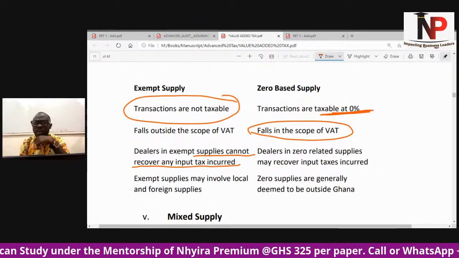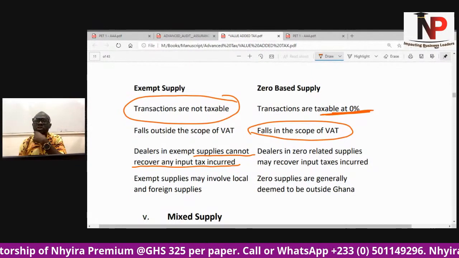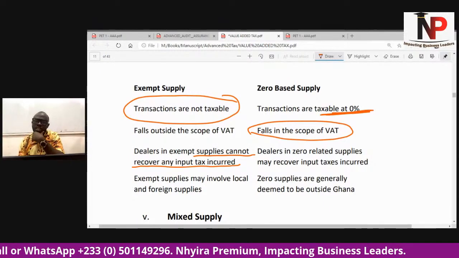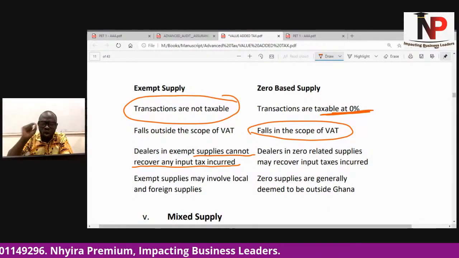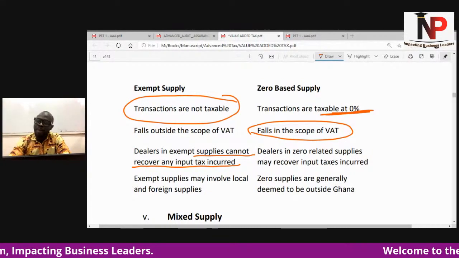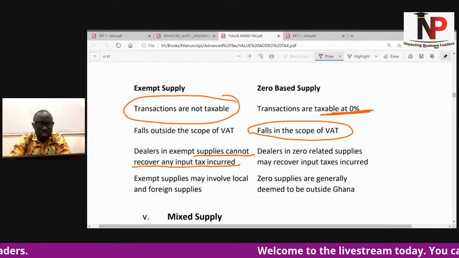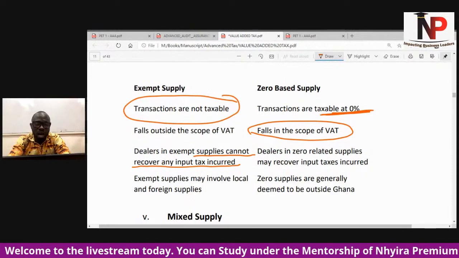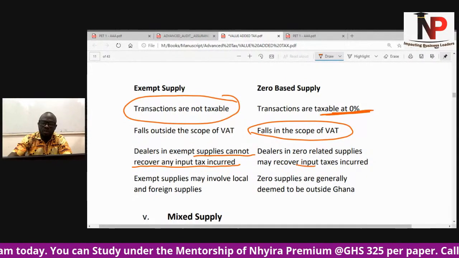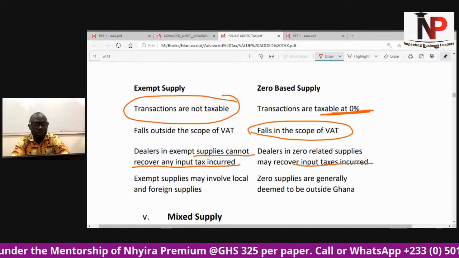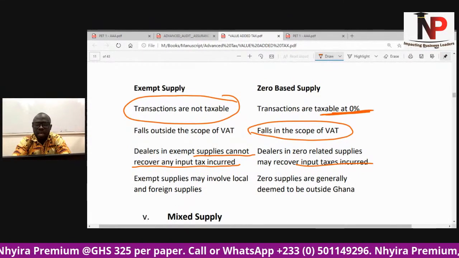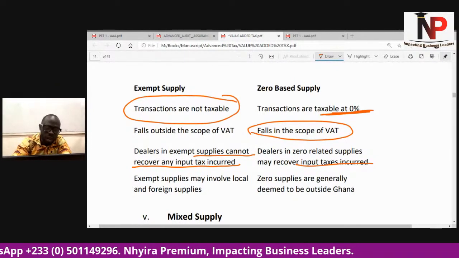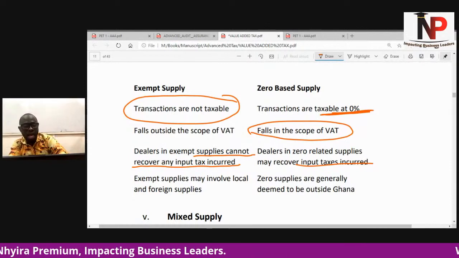However, with zero-rated, I didn't say you should treat those supplies as zero-rated. The law said it. So with those ones, we say that dealers in zero-rated supplies may recover input taxes incurred. So here, there is an option for us to be able to recover the input tax that we have incurred. Then the last thing we can talk about is that exempt supplies may involve local and foreign supplies.